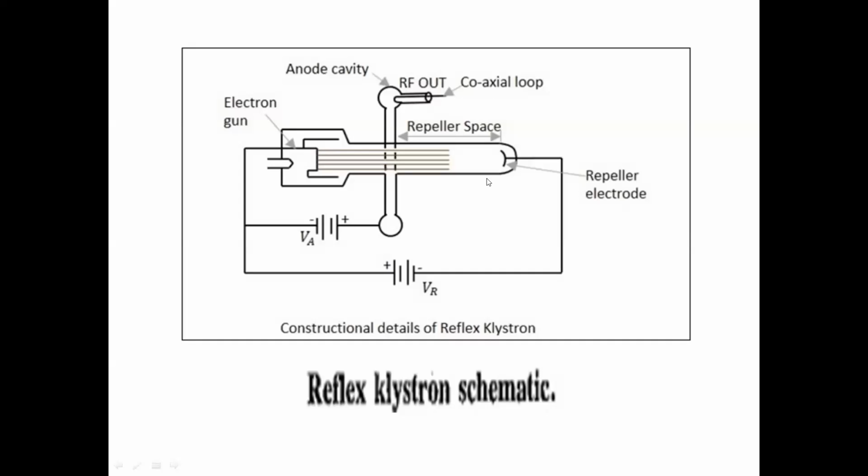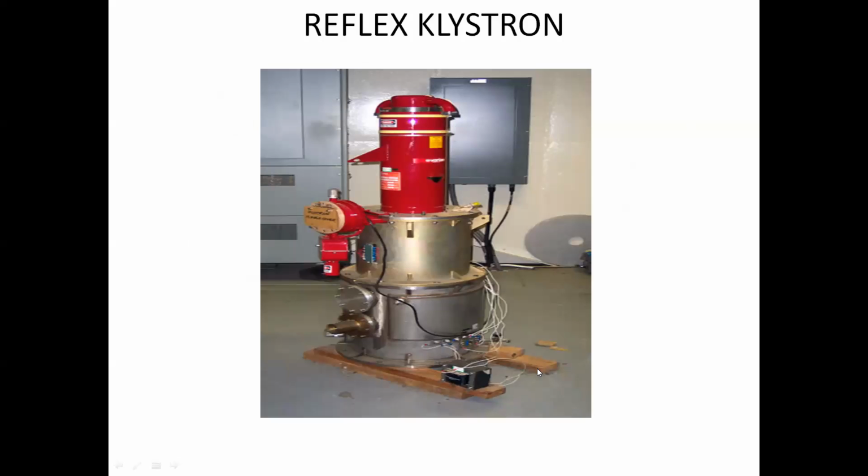In our present discussion on the reflex klystron, this is the brief schematic of the reflex klystron. In this slide, all parts are indicated: the electron gun, cavity, repeller space, repeller electrode, etc. Practical reflex klystron.